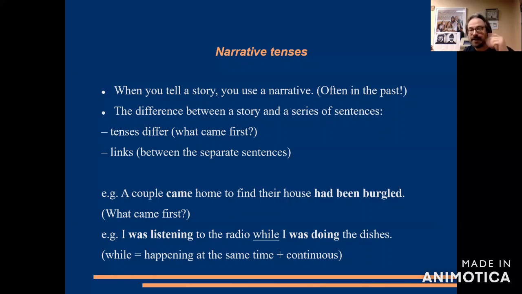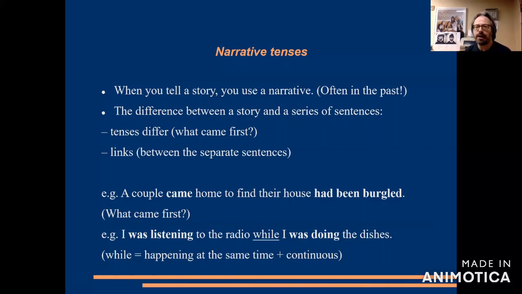What they do is they don't give you the clues which we need to tell a good story. So tenses, they differ. You have to know what comes first in order not to confuse the listener or the viewer. And sometimes we use links, like in this case. We have links between the separate sentences. You can see 2 examples below. The second example I'm going to use first. I was listening to the radio while I was doing the dishes.